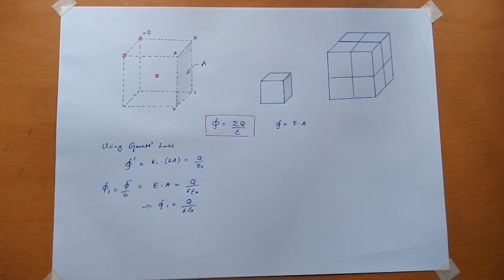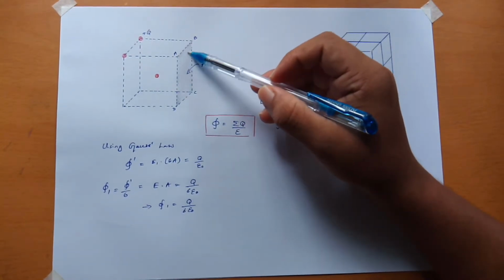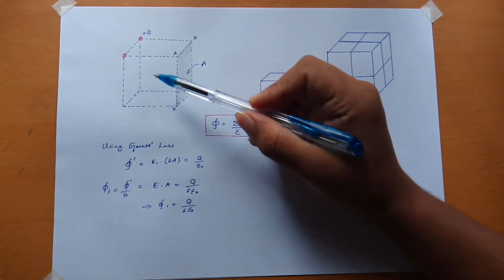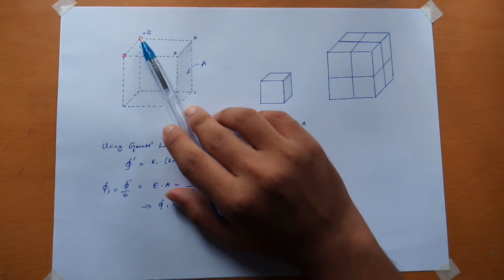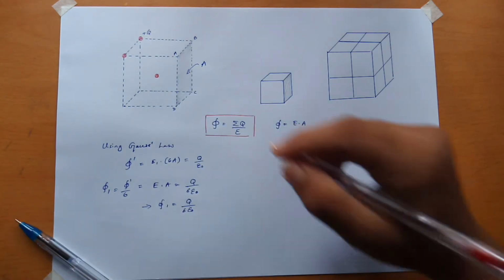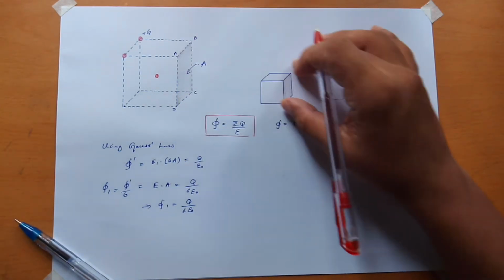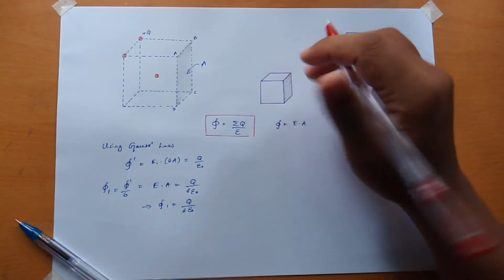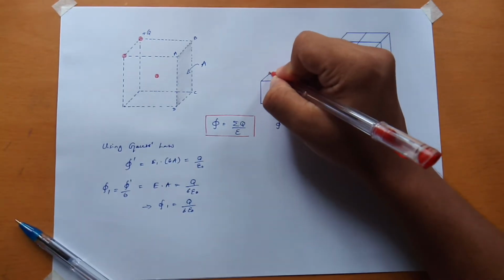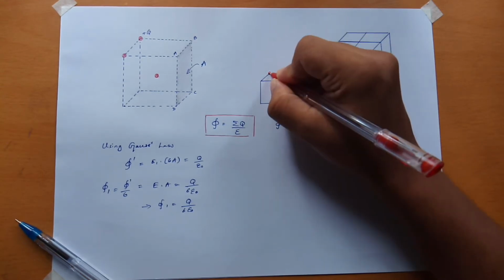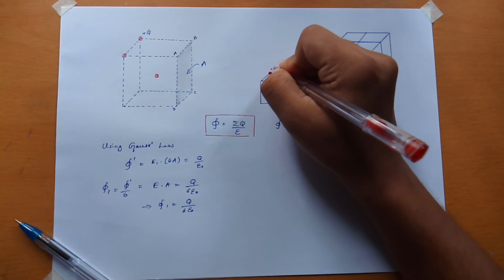Okay, so we just calculated the flux passing through this surface due to this charge. And now I'm going to consider this charge, which is at the corner. Now if I consider this cube, I just shrink the size of the cube for the purpose of explanation. So here I consider only this charge, which is plus q.